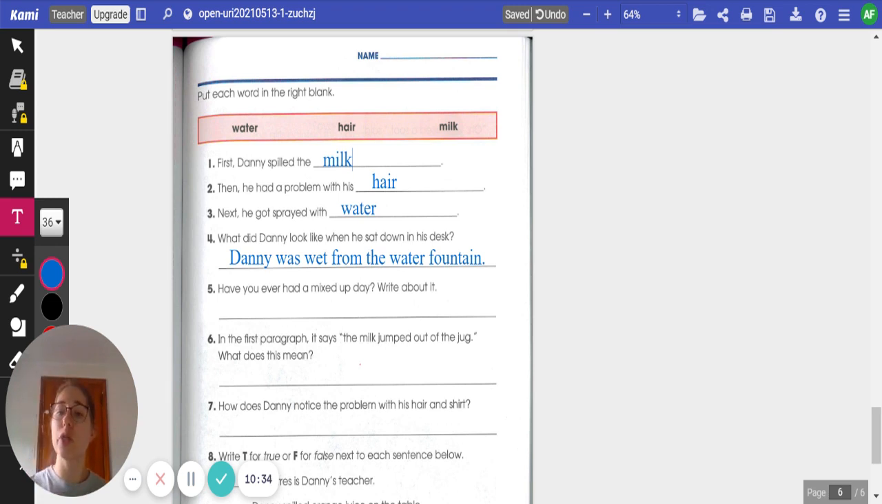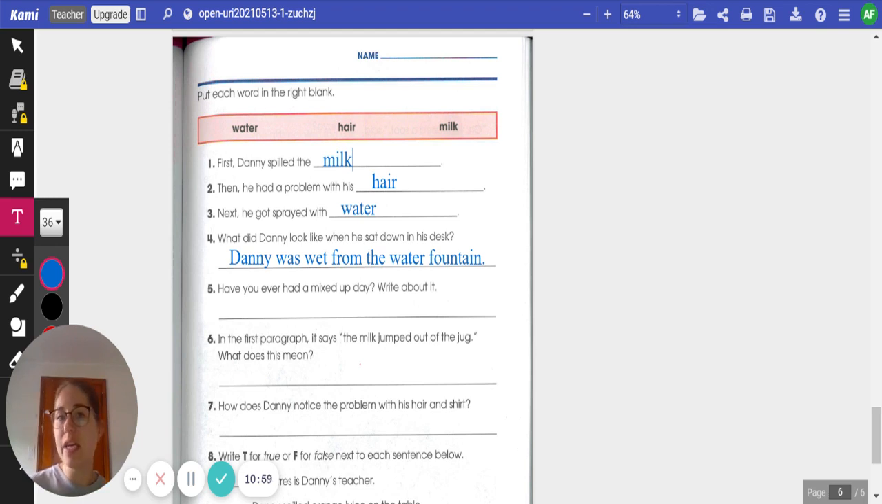Number 5, you're going to do on your own. Have you ever had a mixed up day? Write about it. This is a great time to pause the video, write a couple sentences about any of the mixed up days you've had. Maybe you woke up like Danny and your hair was a mess, so you tried to fix it and you got water all over yourself. Or maybe you were running really late and like Danny, your clothing didn't match, so your shirt didn't match your pants. Or your pants were inside out or on backwards.